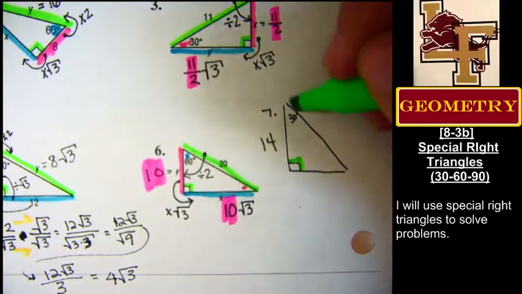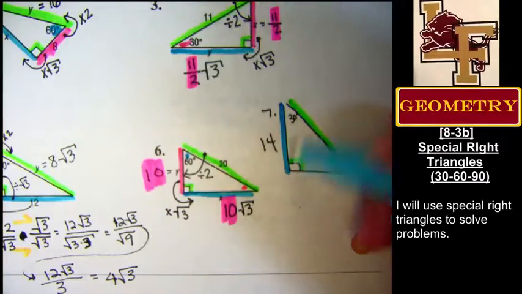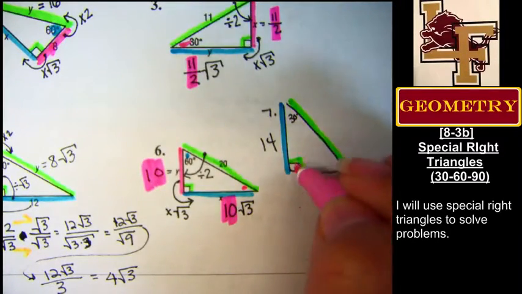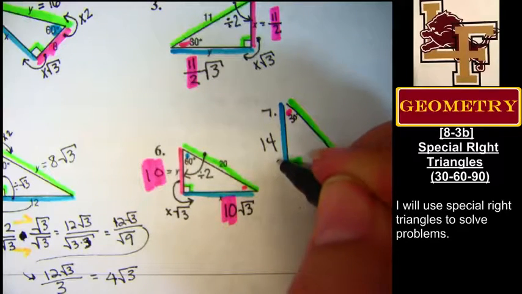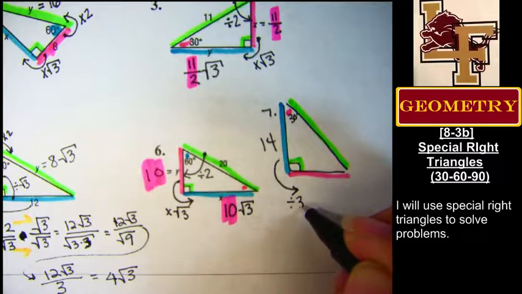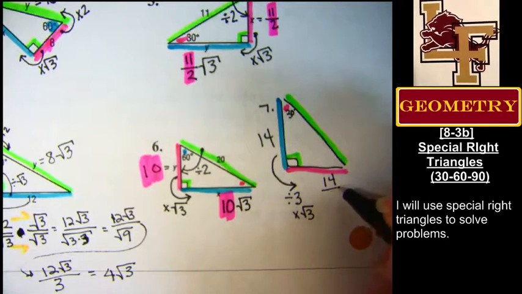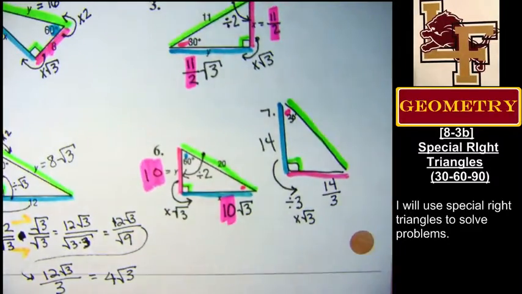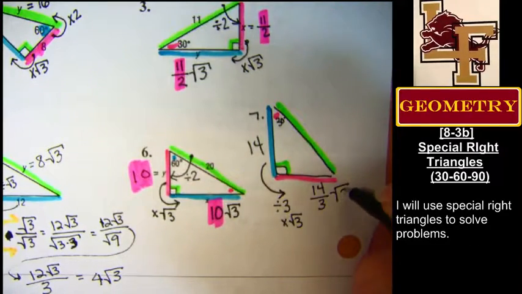Here's our right angle. That's the hypotenuse. That makes this the long leg. Because this is the 30, so this is the short leg. How did we go long leg to short leg? Our rule was divide it by 3, then multiply by square root 3. 14 divided by 3 is, I don't know, the fraction. 14 divided by 3, leave it. And then stick a square root 3 on it.